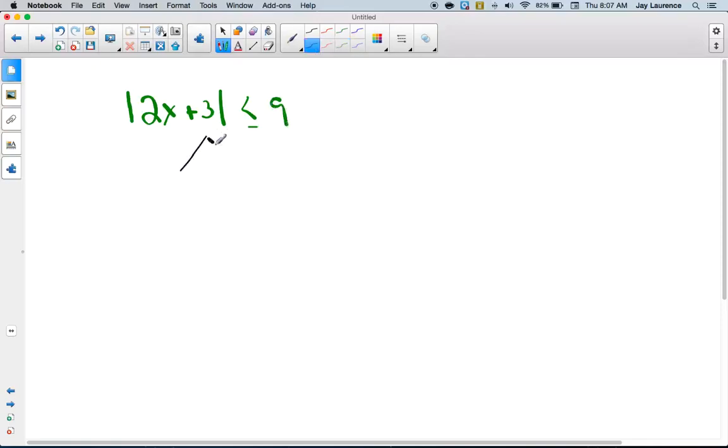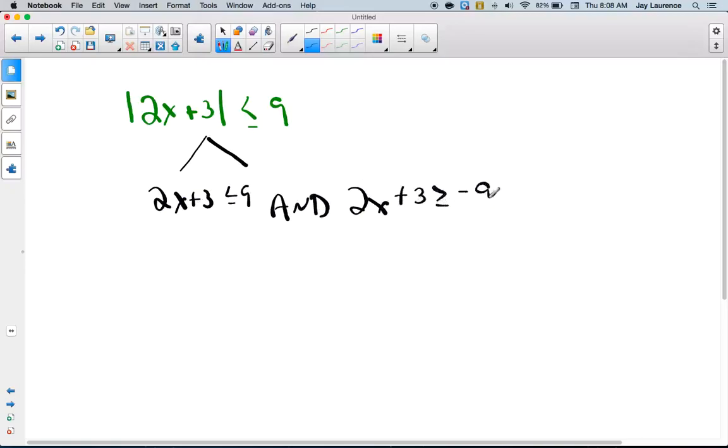Okay, here comes the solution, right? We're going to get 2x plus 3 is less than or equal to 9. This is an and. We're going to get 2x plus 3 is greater than or equal to -9, right? All right, so now I'm going to subtract 3 from both sides and I'm going to get 2x less than or equal to 6, dividing by 2, and I'm going to get x is less than or equal to 3, right? Okay, and there's going to be another part to it.